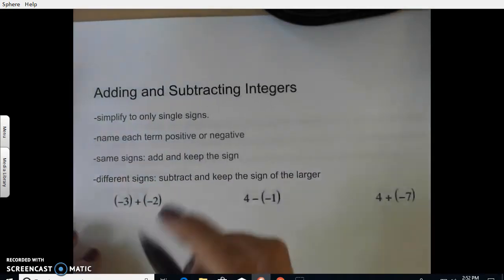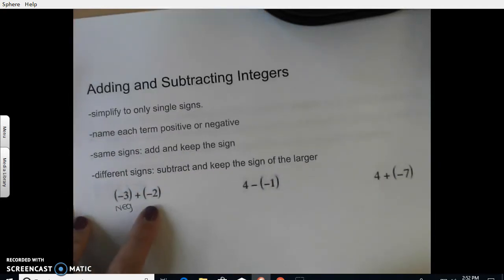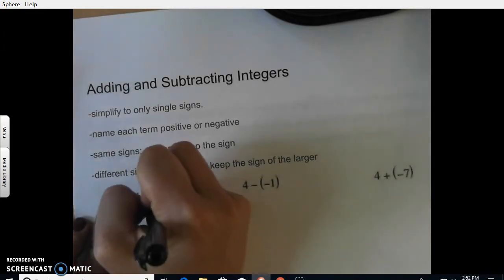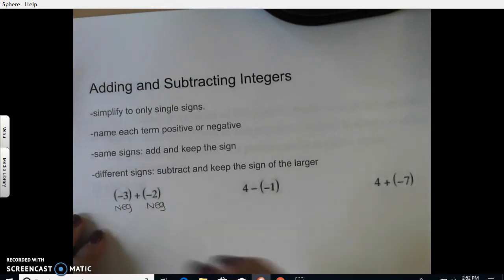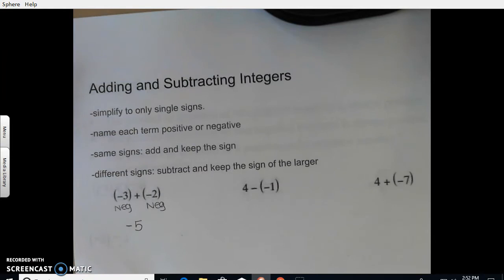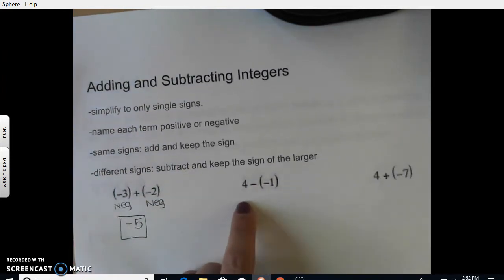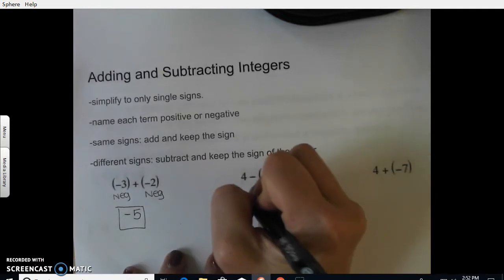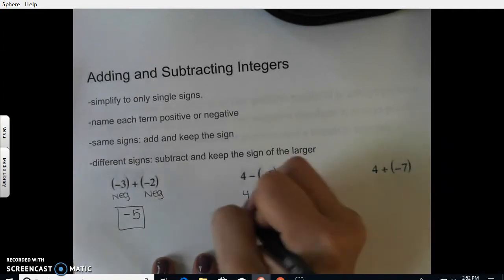So I have -3 plus -2. So I have a negative and a negative, which means I have the same sign. So I'm going to add -3 plus -2, which is 5, and keep this sign, which will be a -5 as my answer. 4 minus -1. If I'm doing minus a negative, two negatives make a positive. Therefore, it's 4 plus 1, and 4 plus 1 is 5.